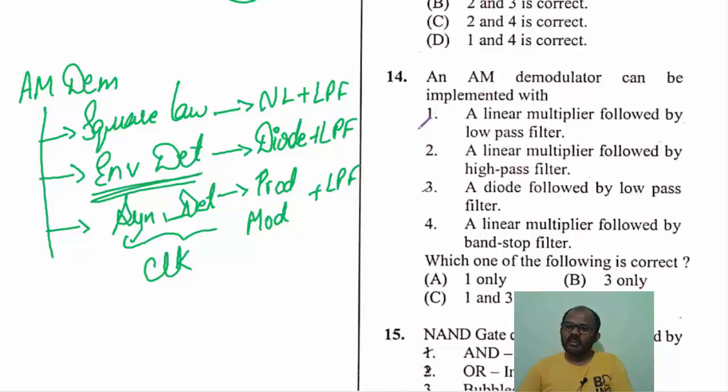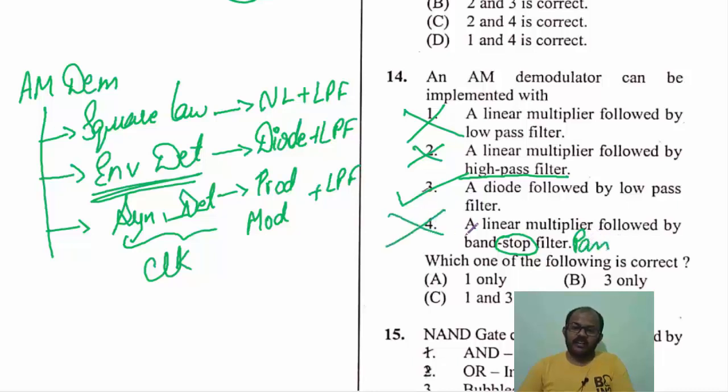First statement they have given is a linear multiplier followed by a low pass filter, which is wrong. If it would have been a non-linear multiplier followed by a low pass filter, then this statement would have been correct. Second statement is with respect to a high pass filter; for demodulation we are not going to make use of a high pass filter. Third statement is a diode followed by a low pass filter, which is correct. And fourth statement, if they would have given band pass filter, then this statement would have been correct. So only statement 3 is going to follow, nothing but option B is correct.